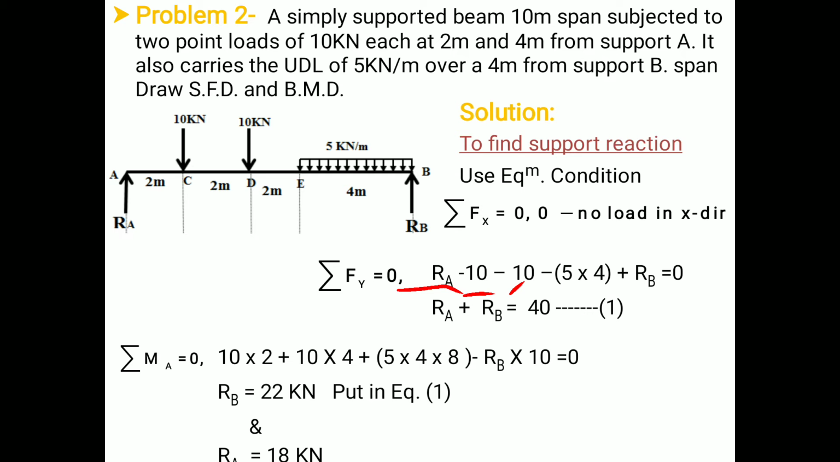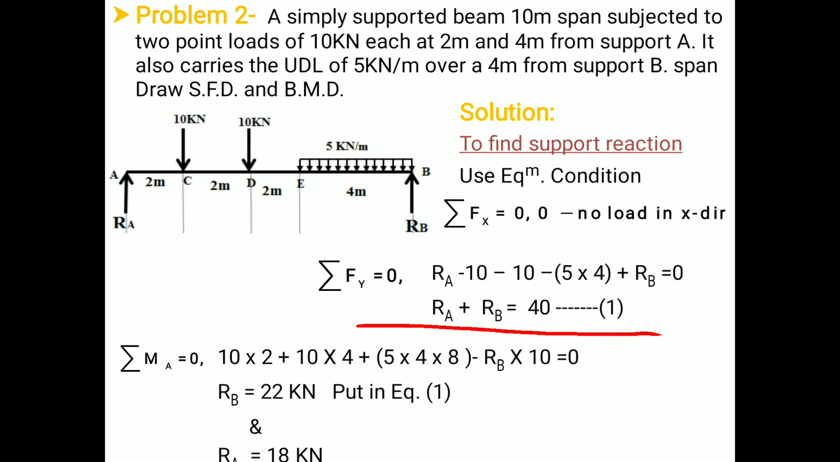So it means that we have to convert the UDL into its point load. How to convert it into a point load? Intensity of UDL into length will be the point load, and it will act at the center of its span. Therefore 5 into 4 will be the point load, acting at its center, plus Rb, again acting in upward direction, equal to 0. After solving this equation, we have Ra plus Rb is equal to 40. This is equation number 1.